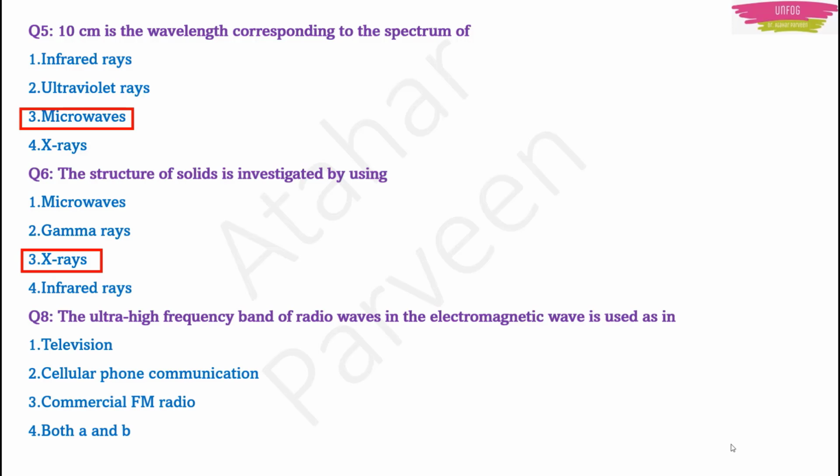Next question. The ultra high frequency band of radio waves in the electromagnetic spectrum is used in? It is used in cellular phone communication. Next question. The waves used by artificial satellites for communication are? Of course, it is microwaves.